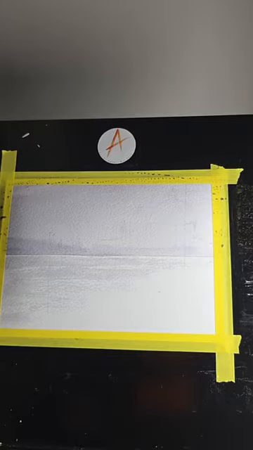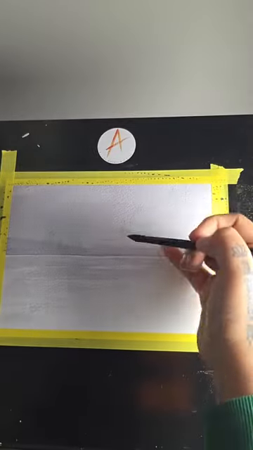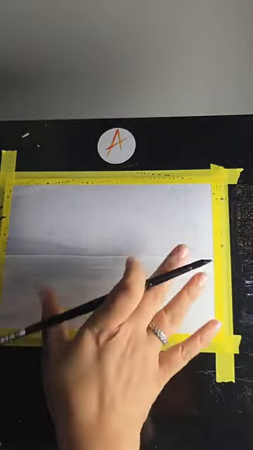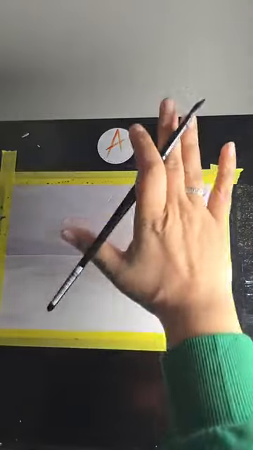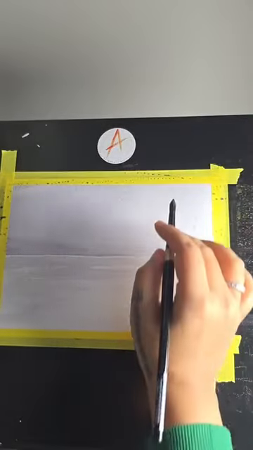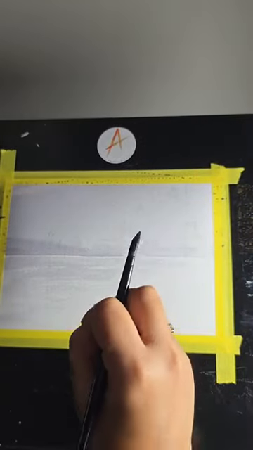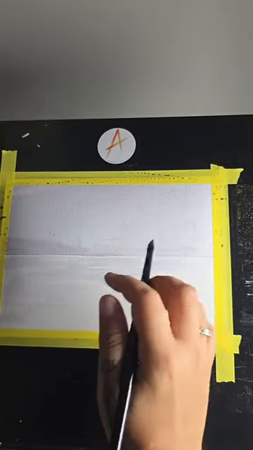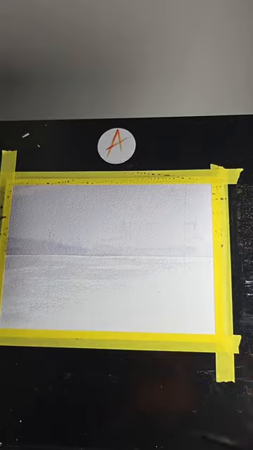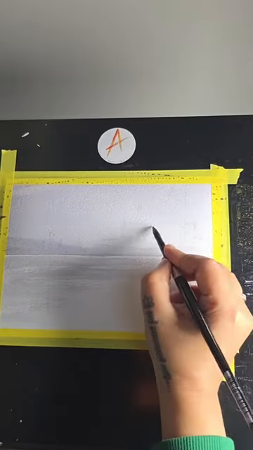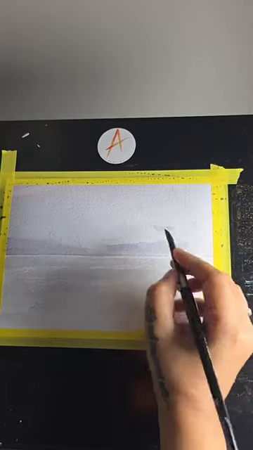So now I'm going to start from here, and I'm going upwards, because I don't want to go directly up, because the paper is still wet and there is a chance of losing the shape of the architecture, which I don't want. So I'm a little careful while doing it.